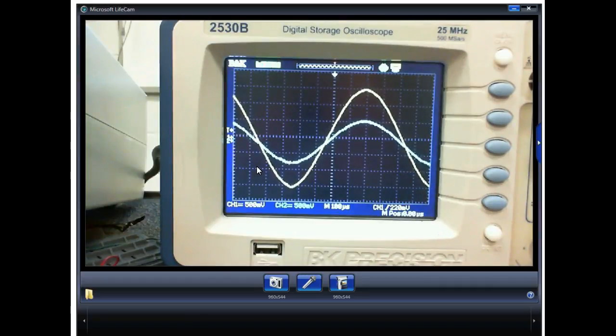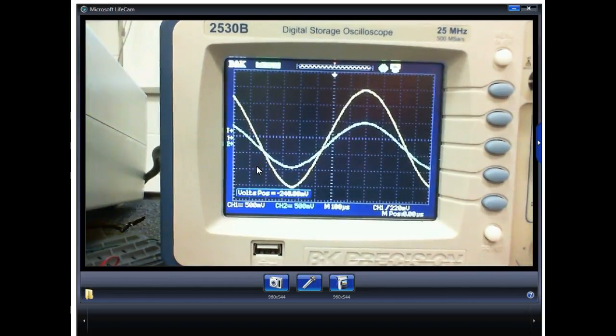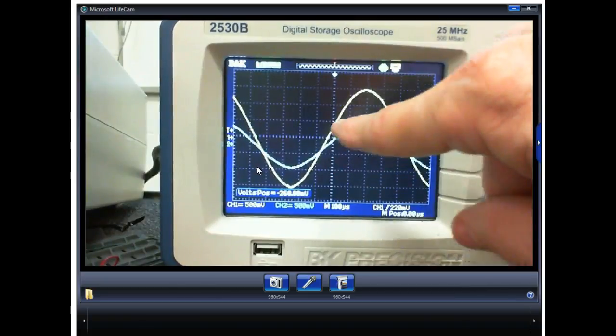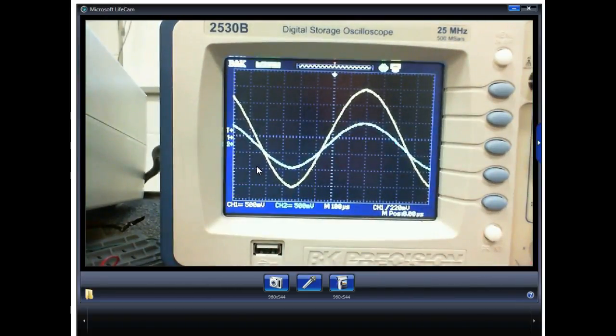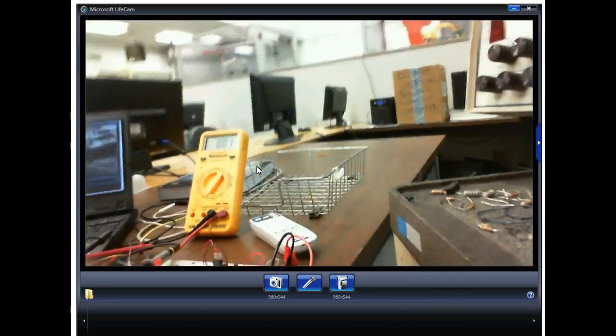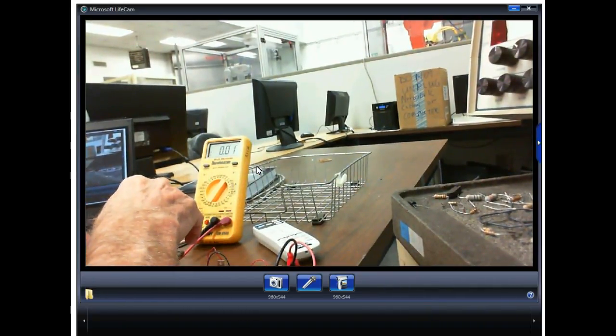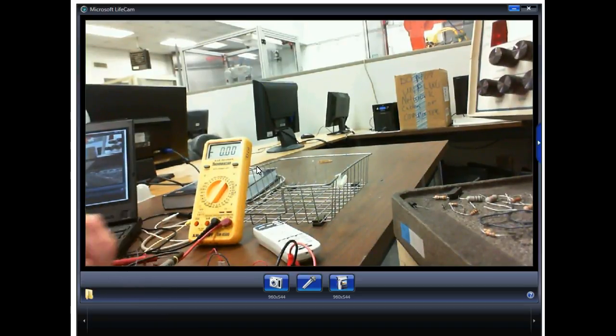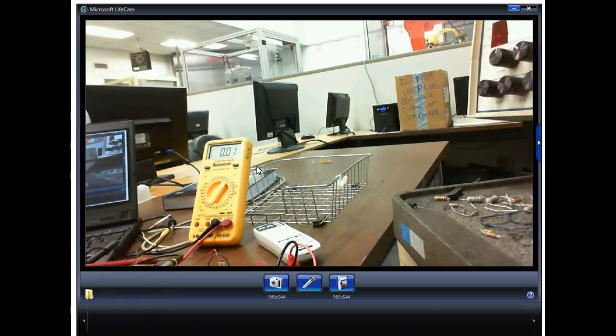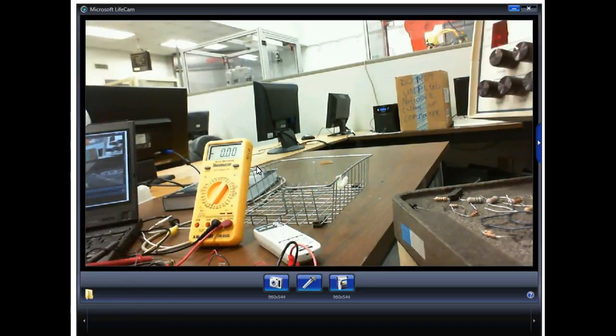So we're shooting for 3 divisions. One, two, three. That looks pretty good, right? Okay, now what we need to do is turn it off and measure our total resistance. So I'm going to turn this off, swing it back over to my meter, and I'm going to have to disconnect it from my source.